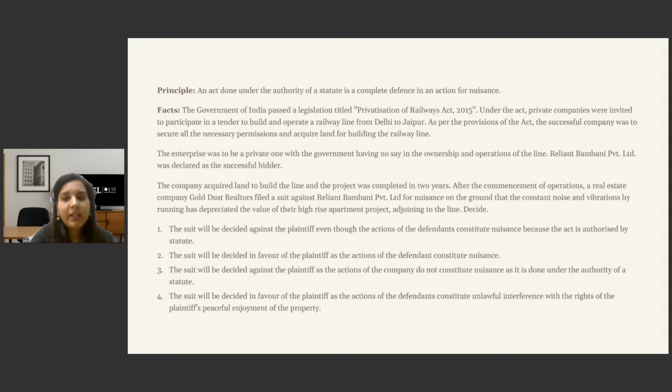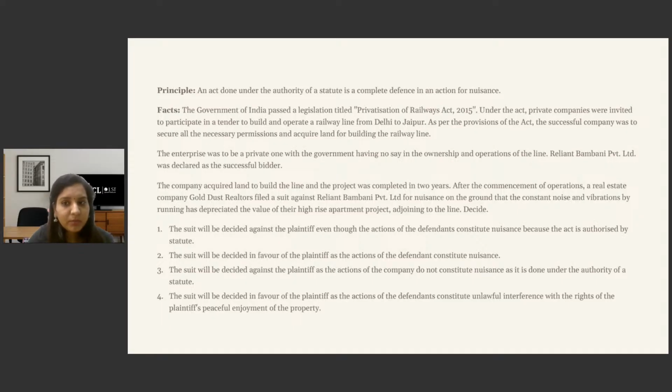Under the Act, private companies were invited to participate in a tender to build and operate a railway line from Delhi to Jaipur. As per the provisions of the Act, the successful company was to secure all the necessary permissions and acquire land for building the railway line. The enterprise was to be a private one, with the government having no say in the ownership and operations of the line. Reliant Bambani Private Limited was declared as the successful bidder.